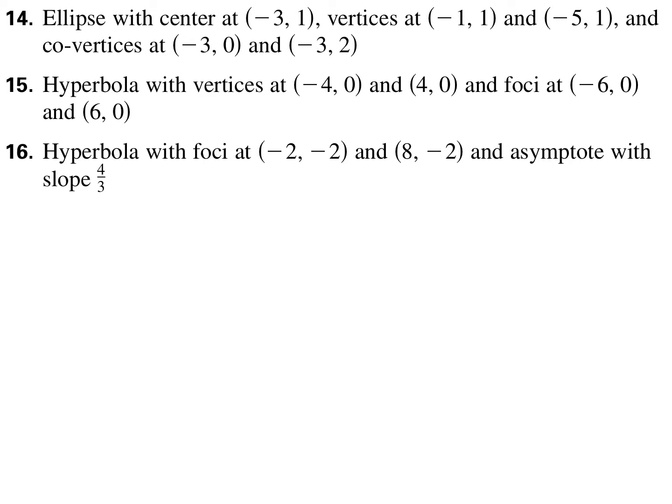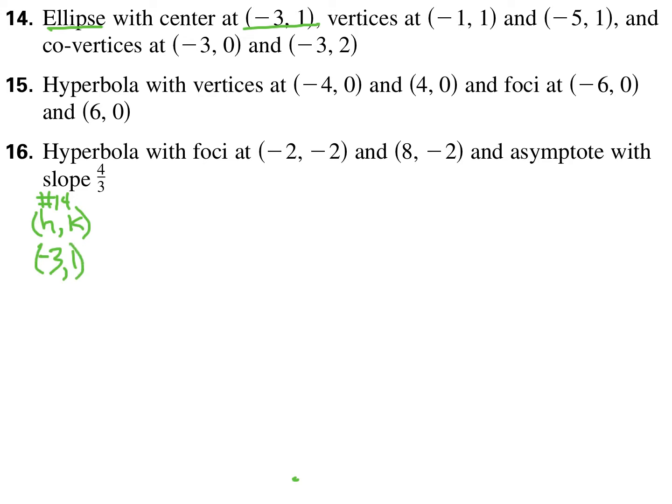So number 14, we'll do in green. We have an ellipse with a center at -3, 1. So that's the first thing that we want to notice, that it's an ellipse. It's got a center in h, k. So let me go ahead and write this here. Number 14 is an ellipse. H, k is -3, 1. Okay, so that takes care of our center.